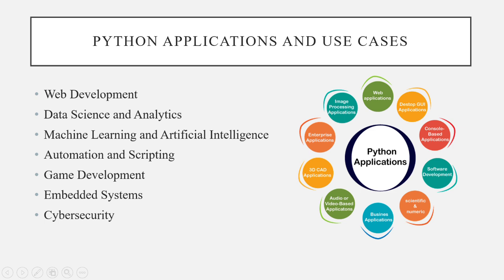Let's say you have 100 photos that you need to rename. Instead of doing it by hand, you can write a small Python script that renames all the files for you in seconds. And the fifth one is game development.